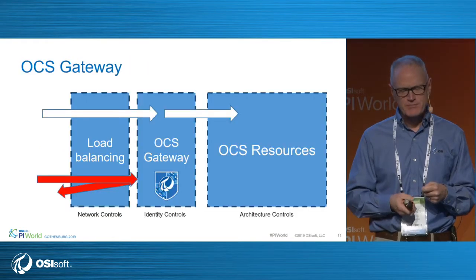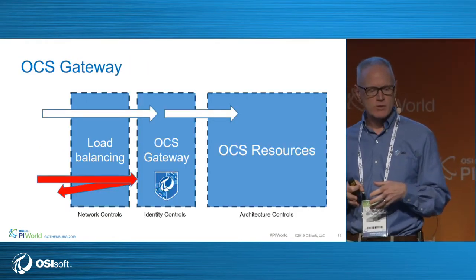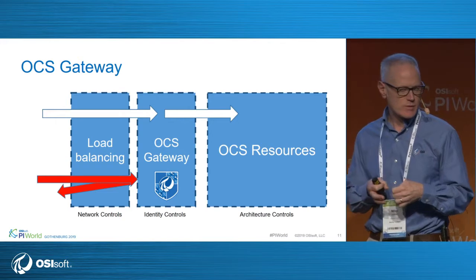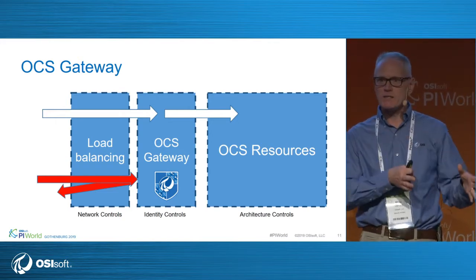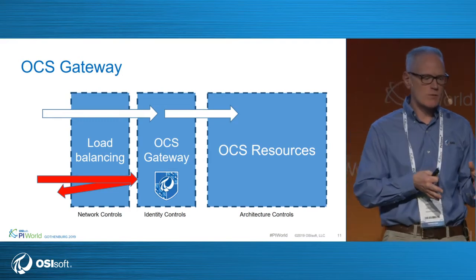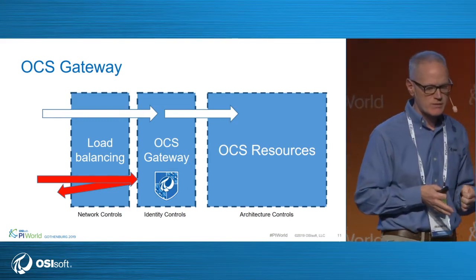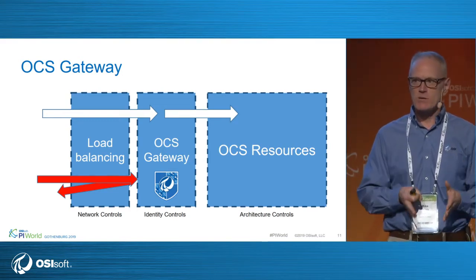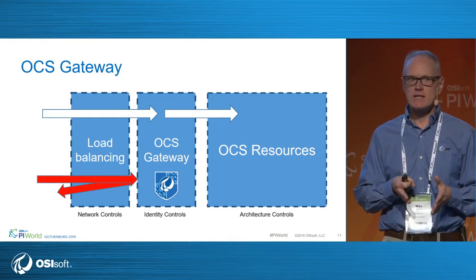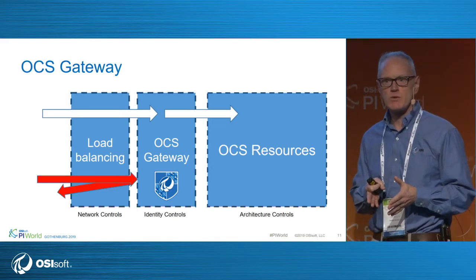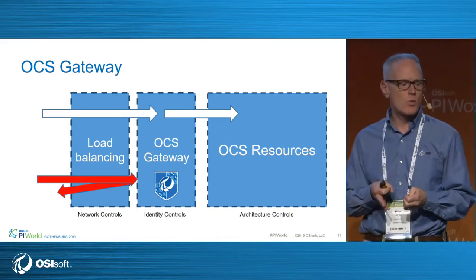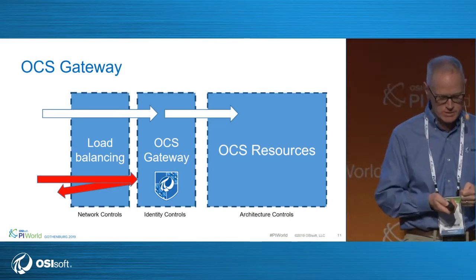Here's another way of looking at the protections that are offered within OCS. The load balancing, which is where a lot of the work is done for the distributed denial of service. And then we have an OCS Gateway as a second layer of protection, which is where the authorization is completed to make sure that you actually have the access that's required to get to the OCS resources.